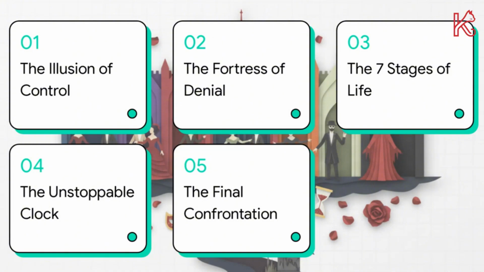Okay, let's dive right into our structural map for this explainer. First, we'll look at the illusion of control. Second, the fortress of denial. Third, the 7 stages of life. Fourth, the unstoppable ebony clock. And finally, the final confrontation.